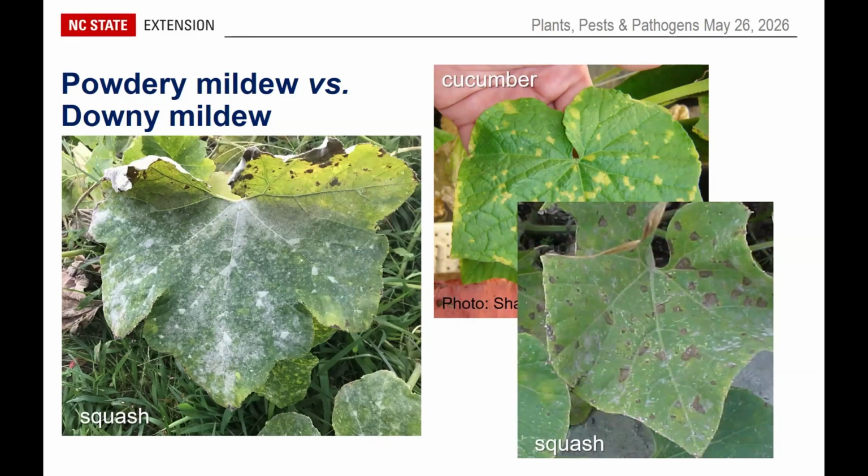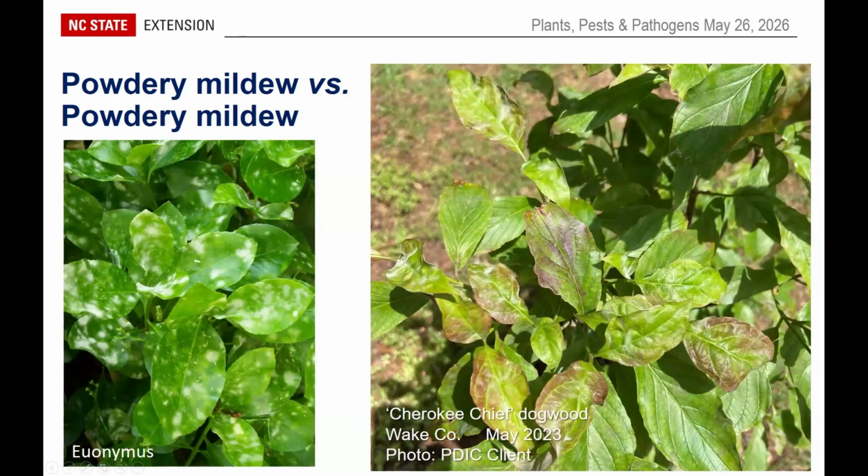So each year we wait, and sometime, usually early June, can vary a couple of weeks either side of that, the downy mildew of cucurbits shows up, and so be on the lookout for that, as well as powdery mildew, which we'll see in many different forms.